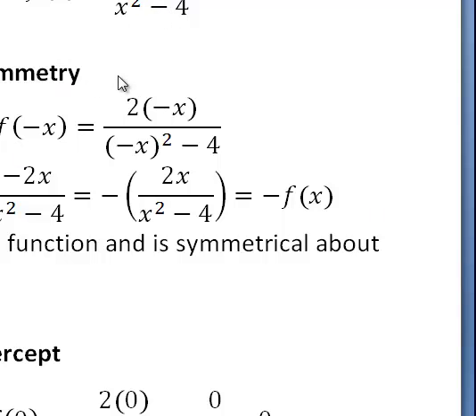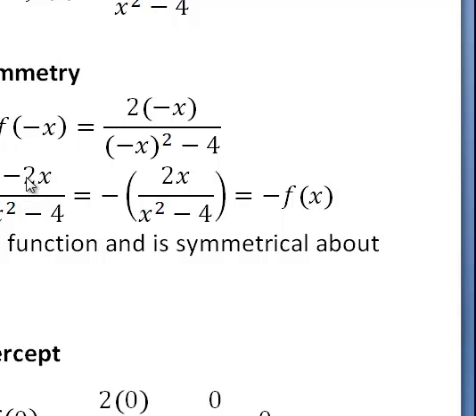Now if you remember, the two types of symmetry are symmetry about the y-axis for even functions and symmetry about the origin for odd functions. The way to determine symmetry is to take your original function, which in this case is f of x equals 2x over the quantity x squared minus 4, and we plug in negative x for x. So f of negative x gives us 2 times negative x over negative x squared minus 4, and we reduce it, we wind up with negative 2x over x squared minus 4.